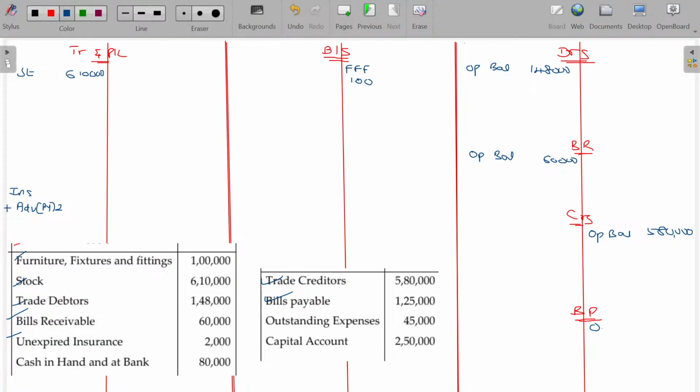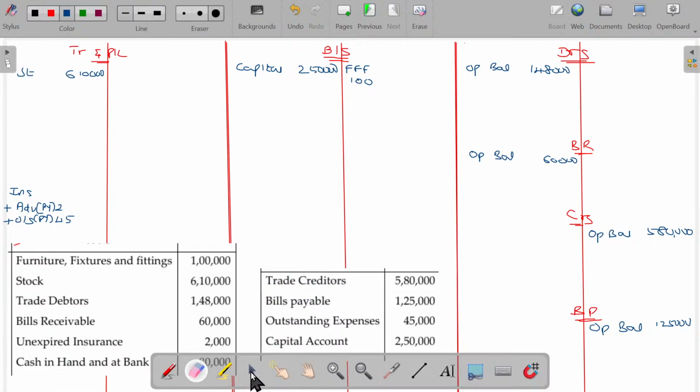Bills payable opening balance 1,25,000. Outstanding expenses, we have to add with the insurance itself. Okay, add outstanding of the previous year, the value being 45,000. Capital account, the value being 2.5 lakhs. With that, we have posted all the items given in the balance sheet. Opening balance sheet items posted here.